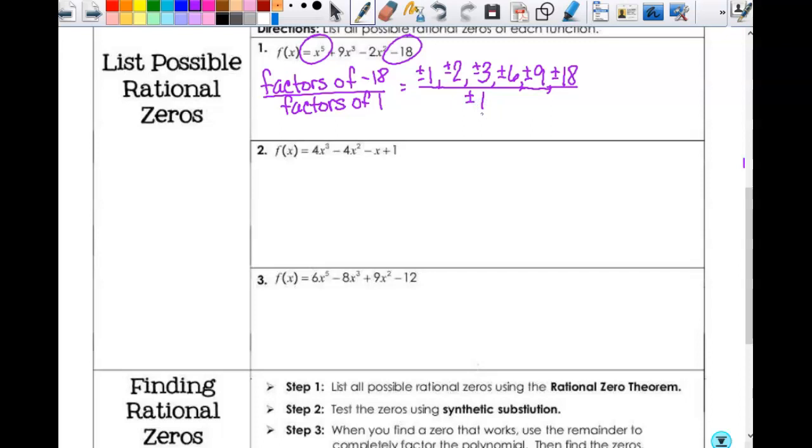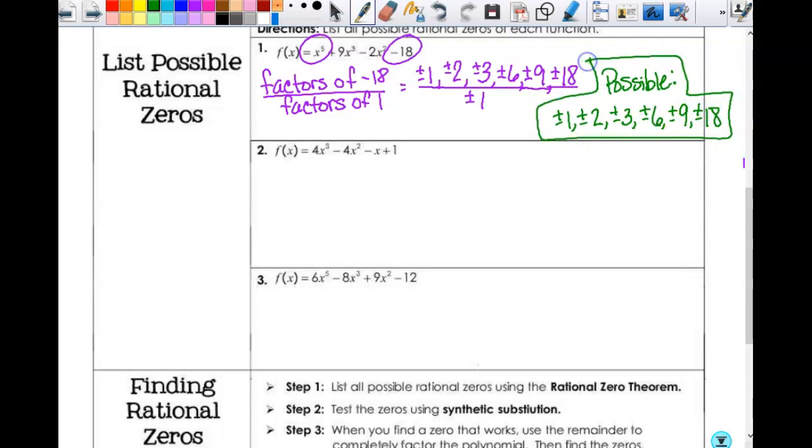Now you have to figure out your possibilities. Because the leading coefficient is 1, that makes this super easy. All of this gets divided by 1, so your possible zeros are plus or minus 1, plus or minus 2, plus or minus 3, plus or minus 6, plus or minus 9, plus or minus 18. So we went from thinking we had an infinite number of possibilities to 12 of them. That's why 5 is not even an option, and 7 is not even an option. If we factor this, maybe we could, maybe we couldn't. But if you can't factor it, then you at least know what your possibilities are to start testing them. We good?